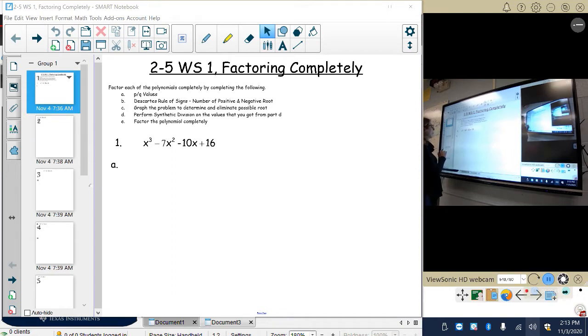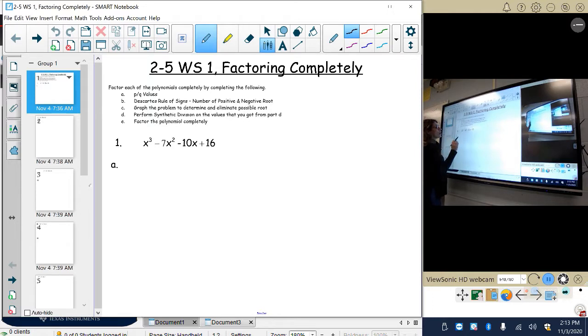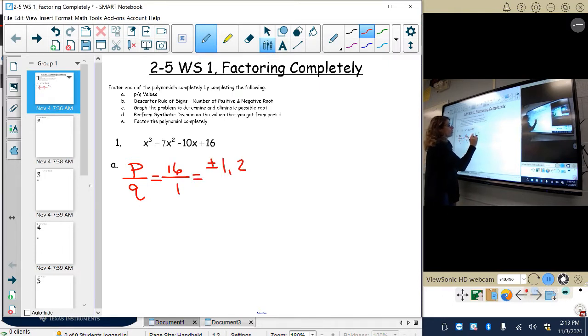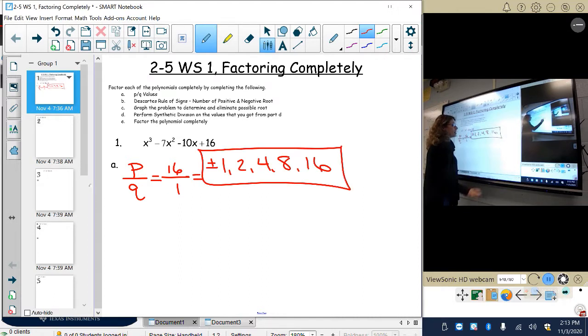So here we go. Number 1, step 1, p over q values. So I want you to find your p over q values. So that means I'm going to do p over q. P is 16, q is 1, plus or minus 1, 2, 4, 8, and 16. That is done, and that happens to be the entire list because whenever I take all those numbers divided by 1, I'm just going to get that number back.